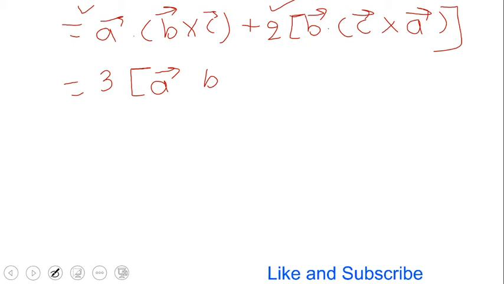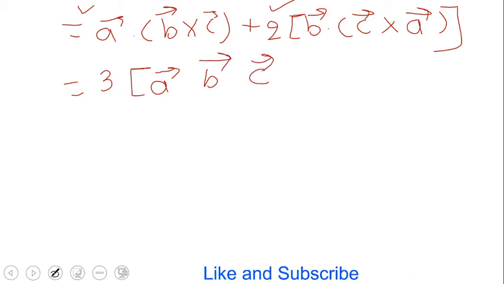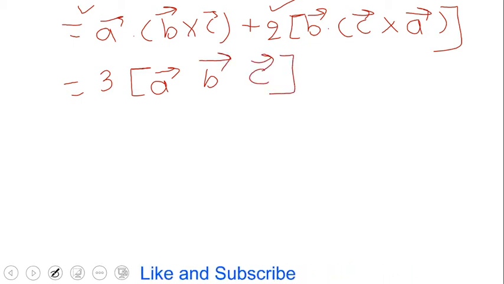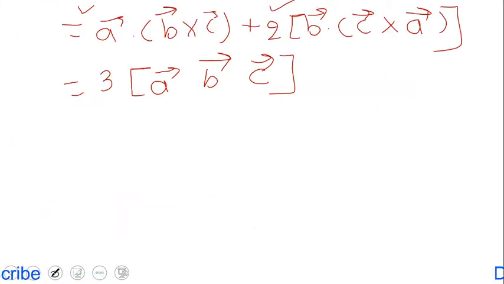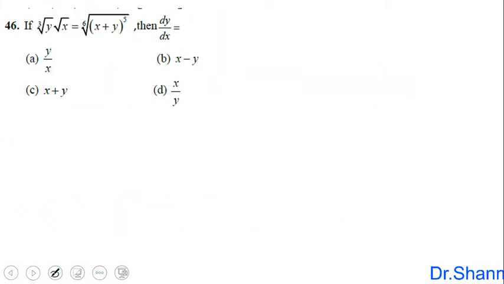Scalar triple product, vector A, B, C, we are going to get it. So clearly we will observe that option A is the right answer. So here this is a first page solution, this is a second page solution. Okay, we'll move to our next example.